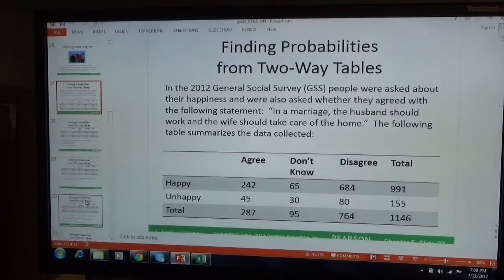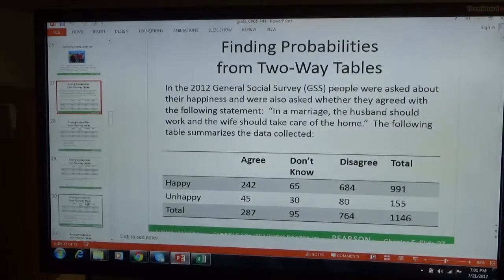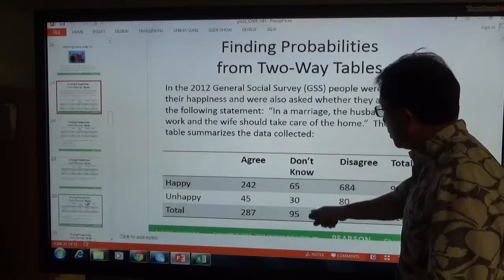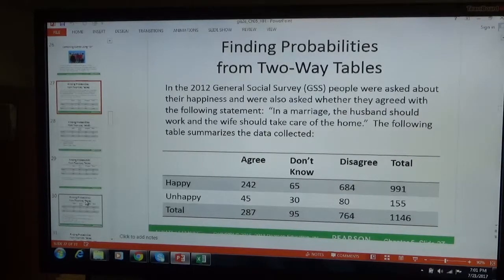So how many people are happy? 991. How many people are not happy? 155. How many people are together in this survey? 1146. And how many of them agreed with the statement? 287. Don't know is 95, and disagree is 764.